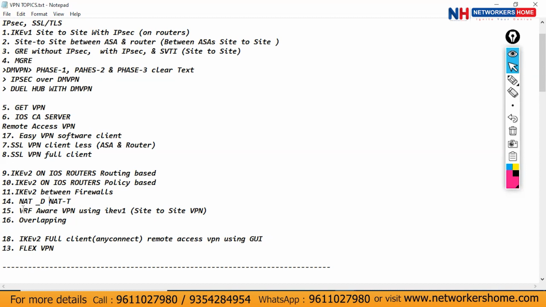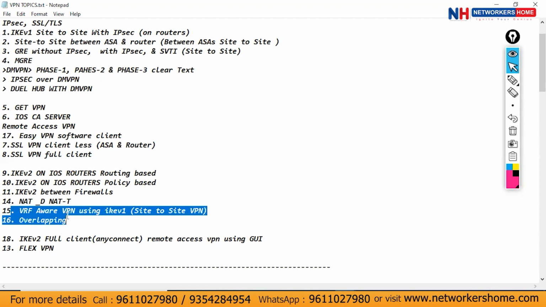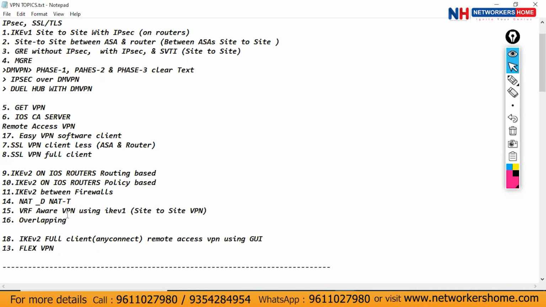Okay. After that, we'll see VRF aware site-to-site VPNs. What if I have a VRF configured on my routers, and then I have to configure a site-to-site VPN? From an examination perspective, very important. First of all, you should know what a VRF is. In VRF also, you have two types, VRF Lite and VRF. So basically here we are going to discuss VRF Lite. So with VRF Lite, our VPN will be done using IKEv1. If you want, you can do it with IKEv2 also, not an issue, but you have to understand the concept.